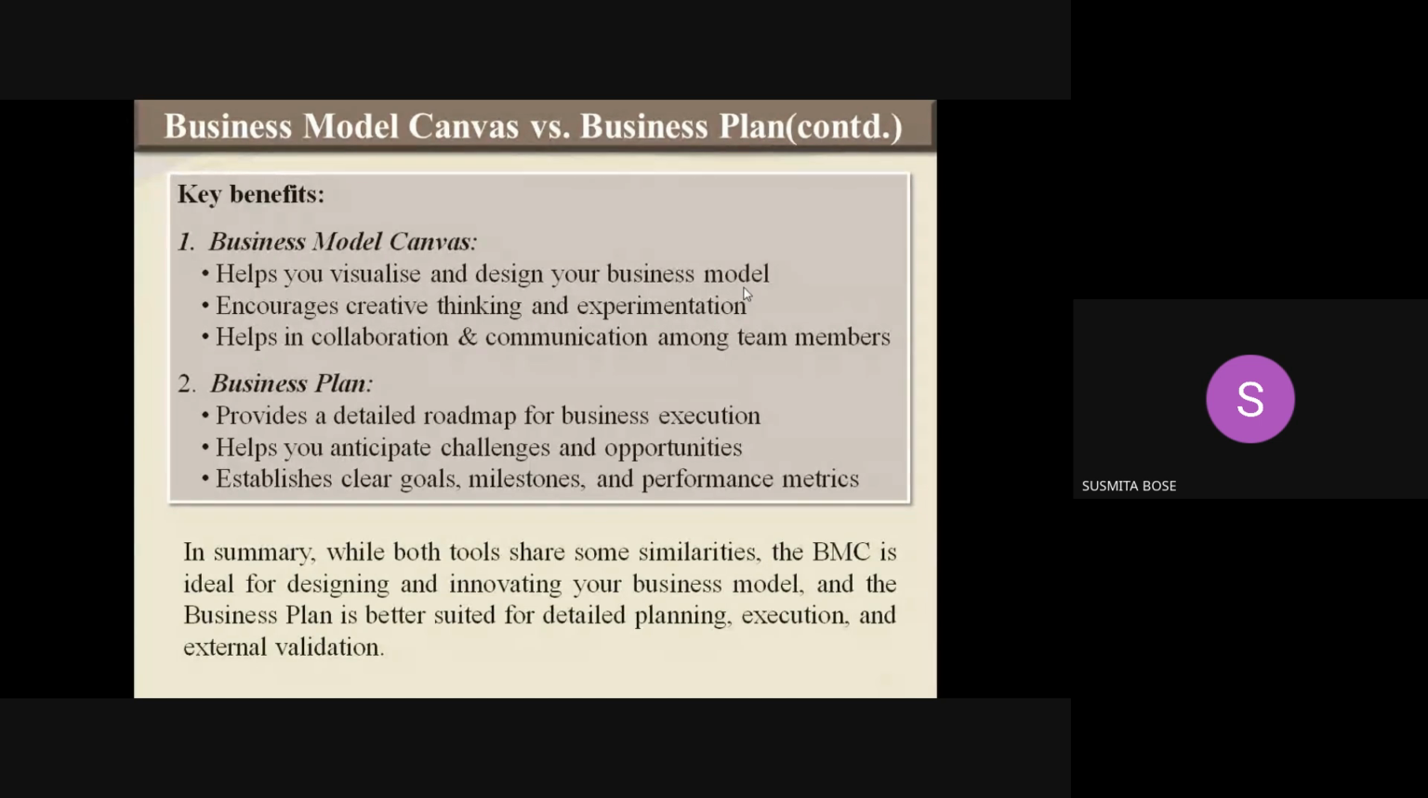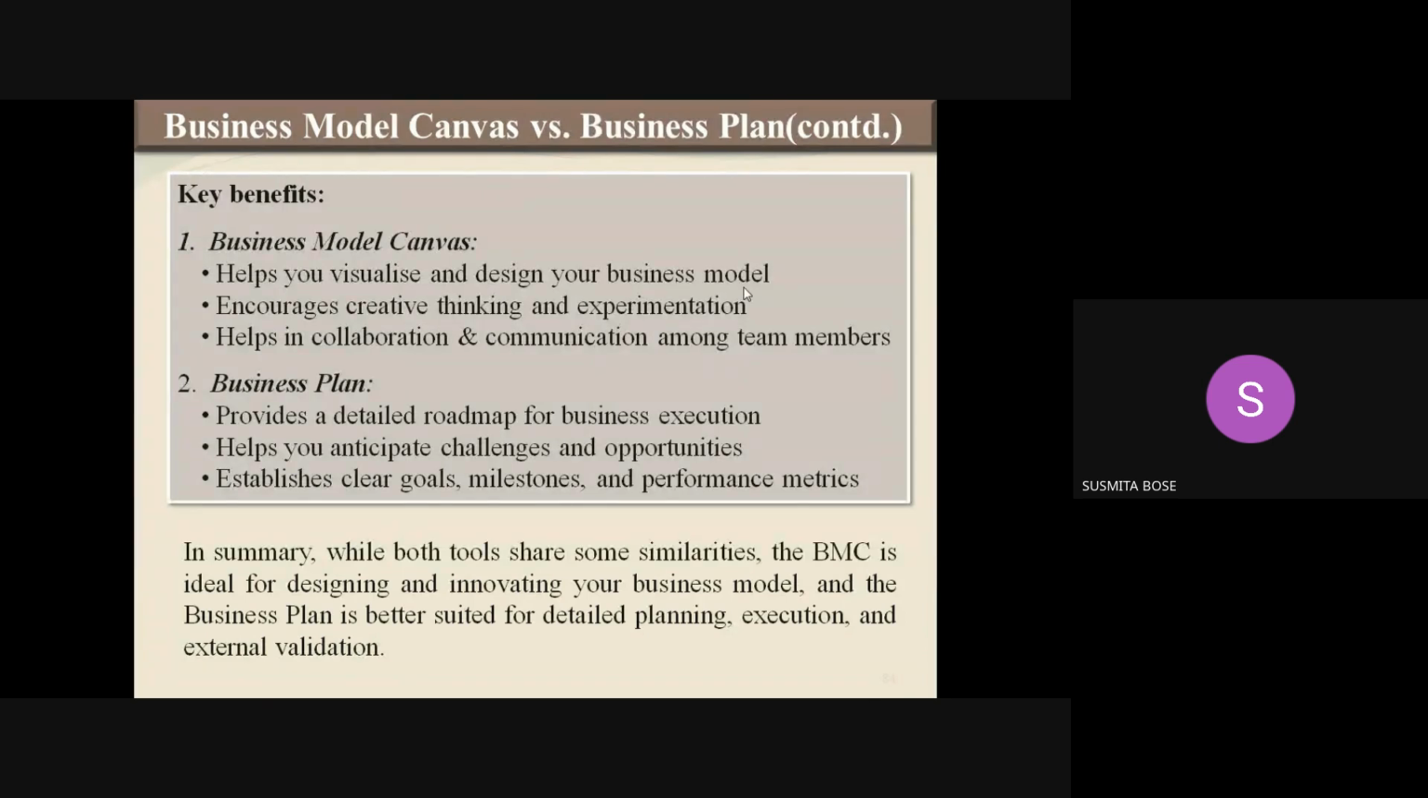So business model canvas is a one-page document and business plan is a big document, with many pages. It is not as precise or crisp like business model canvas. The key benefits of business model canvas is you visualize and design your business model, encourage creative thinking and experimentation, and help in collaboration and communication among the team members instantly. A business plan is a detailed roadmap for business execution, helps you anticipate challenges and opportunities, and establish clear goals and milestones and performance metrics.